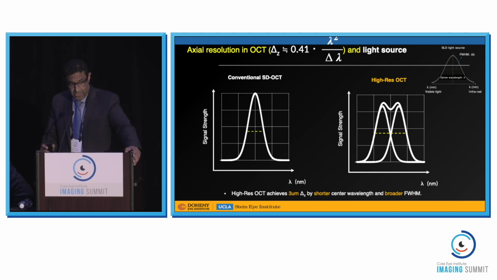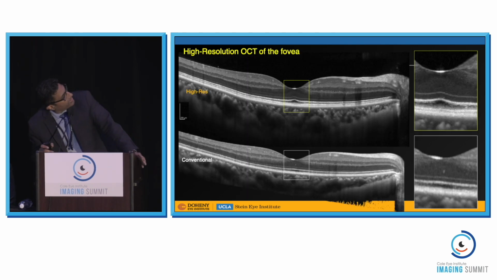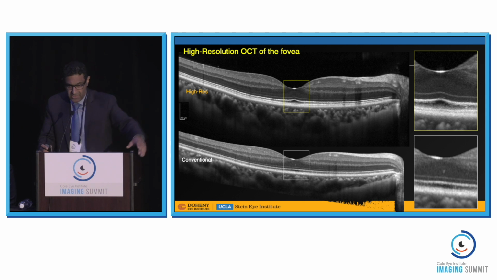Again, axial resolution in OCT depends on two things. It depends on the wavelength of the light as well as on the bandwidth. So if you increase the bandwidth of the light source, or reduce the wavelength, you could potentially improve axial resolution. This is just a comparison. I don't know how well it's coming across on the projector, but on the blown-up image it may be easier to appreciate the differences between high-resolution and standard resolution OCT.